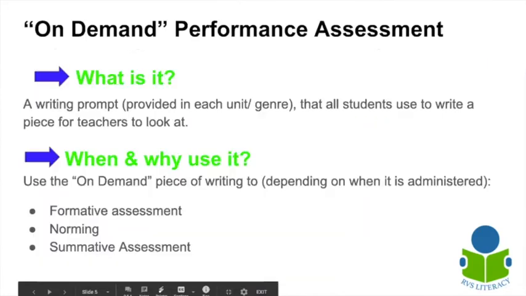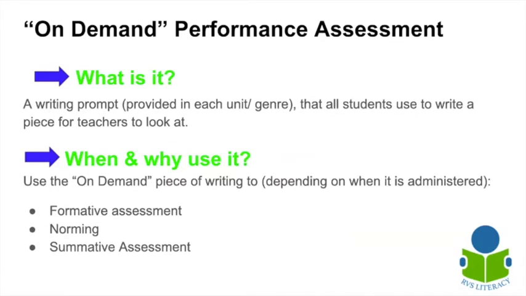Okay, so the first tool that we're going to talk about is called the on-demand performance assessment. So what it is, it's a writing prompt that's given to the entire class that the students use to compose a piece of writing for the teacher to see, to look at, to assess. The writing prompt is genre specific, so for each unit or those COIL books, there will be a specific writing prompt for it. Then once you've given the prompt and there's some specifics of what you want, you have the students write within a block of time and then you take that.